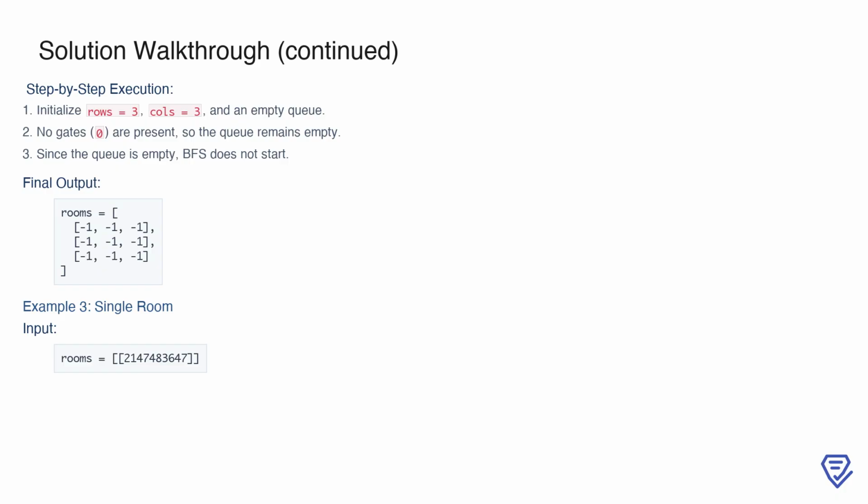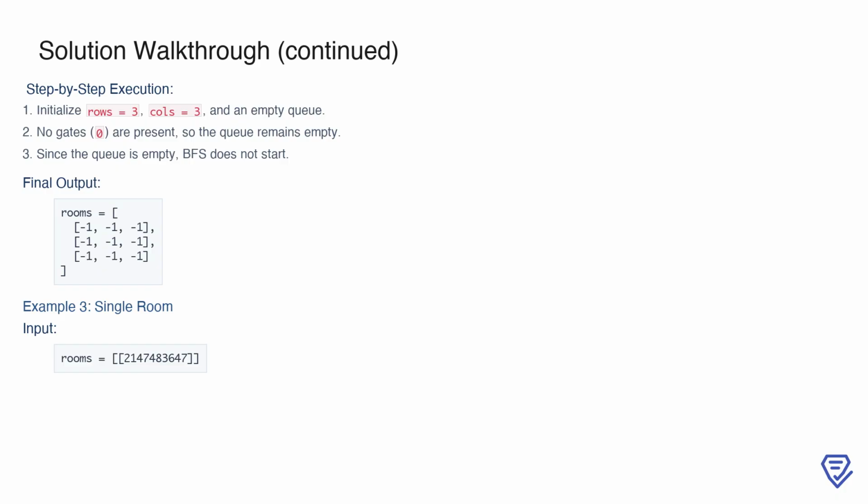After initializing the rows, columns, and an empty queue, we notice that there are no gates in the grid. Without any gates, the queue remains empty, and no BFS traversal occurs. As a result, the grid remains unchanged, with all cells still set to -1. This outcome makes sense because there are no gates to calculate distances from.